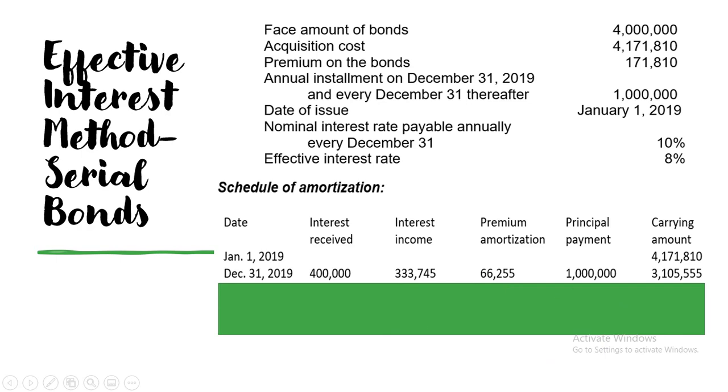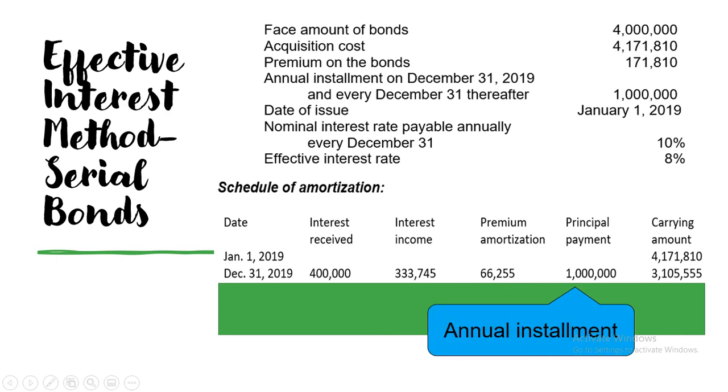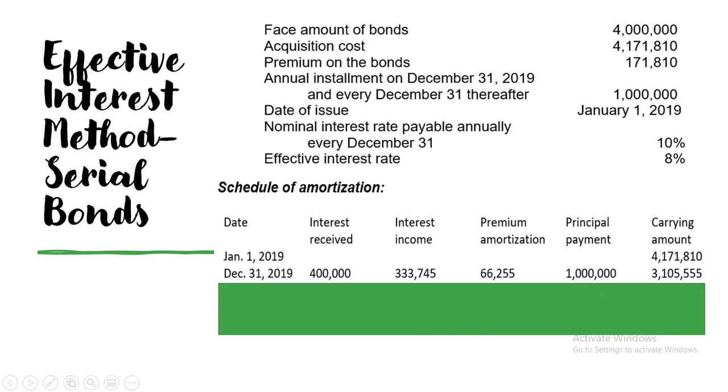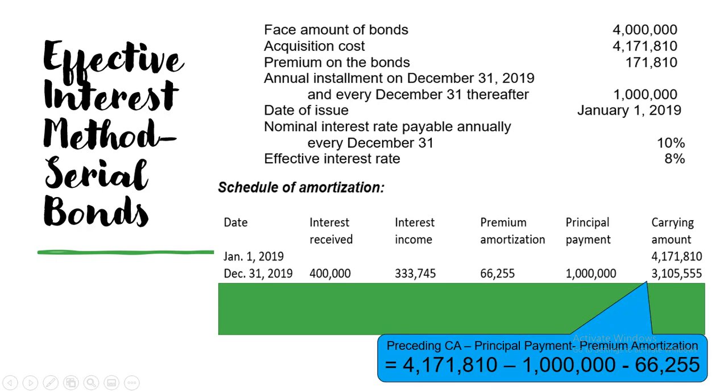And the principal payment which is given, annual installment na 1 million. And lastly, to compute for the carrying amount, preceding carrying amount minus the principal payment na 1 million and also deduct the premium amortization, 66,255. Okay? So, yung parang same-same lang sa kanina, no, but in this case, meron siyang principal payment.